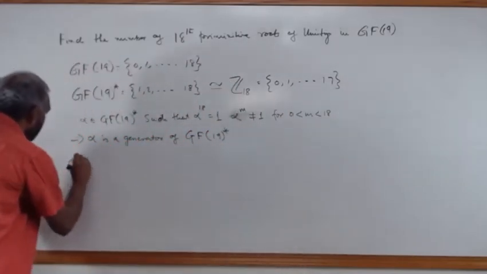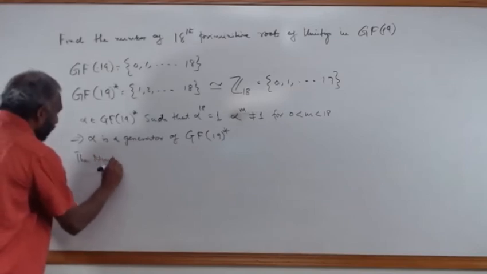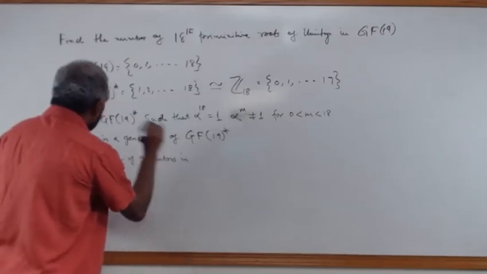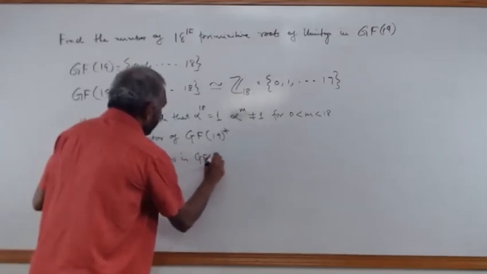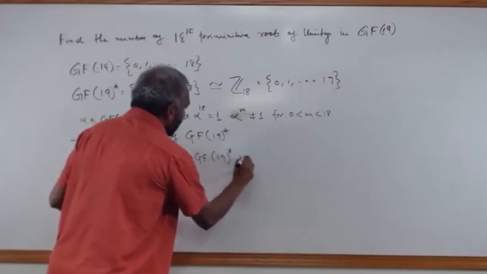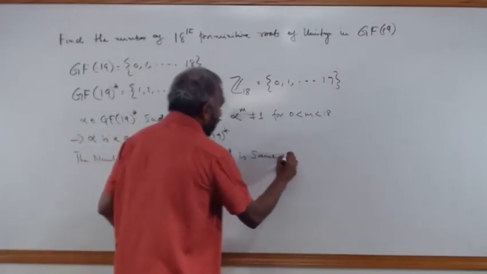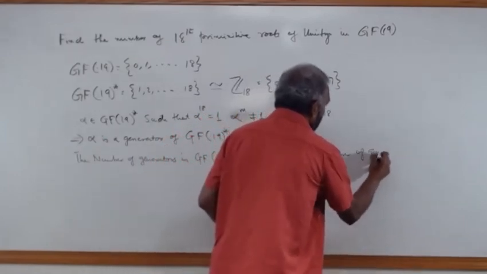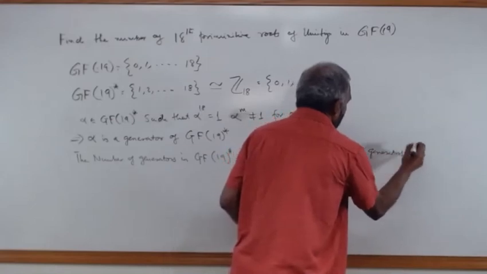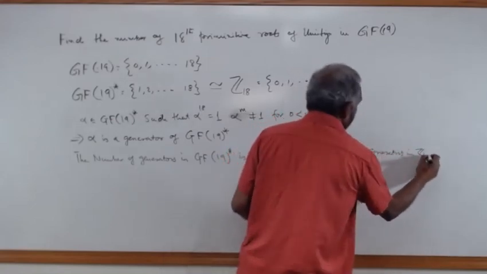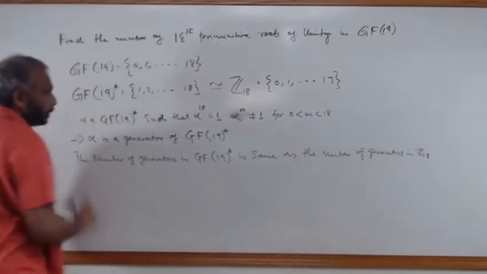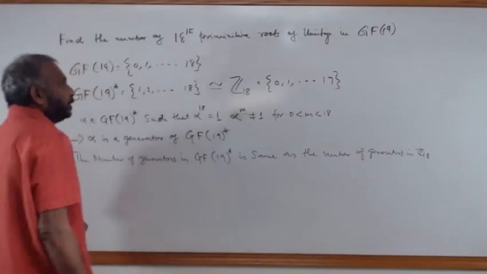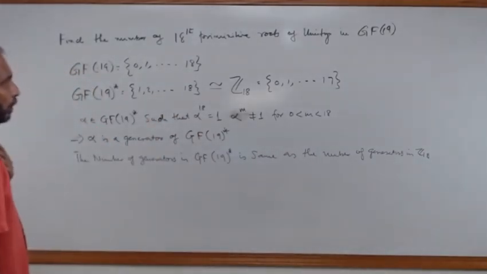So the number of generators in GF19 star is the same as the number of generators in Z18, because they are isomorphic. This also has 18 elements, this also has 18 elements, and it perfectly obeys the homomorphism.